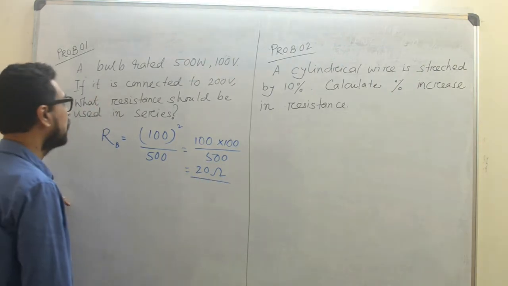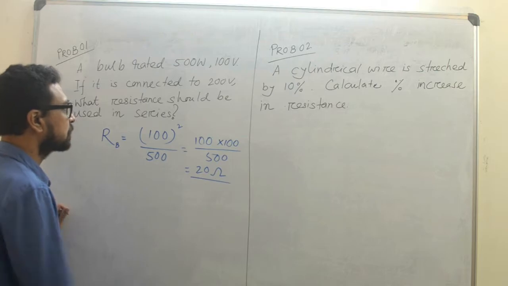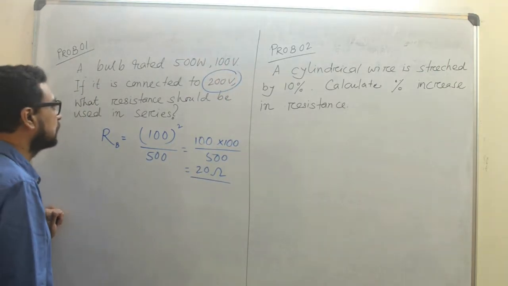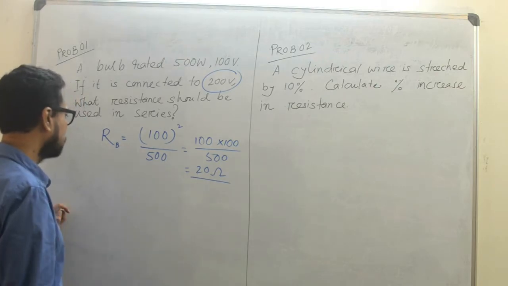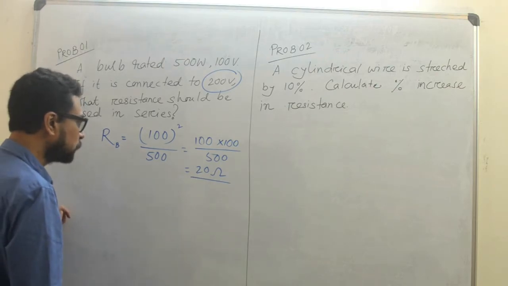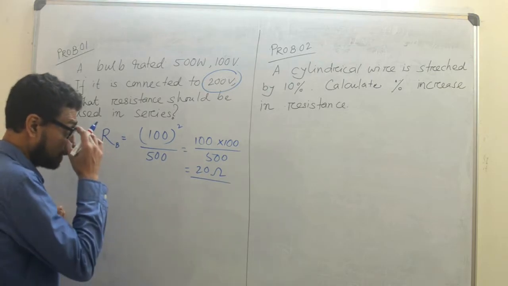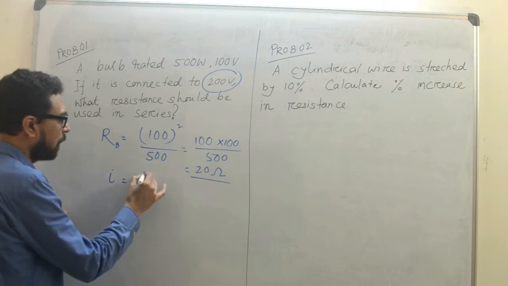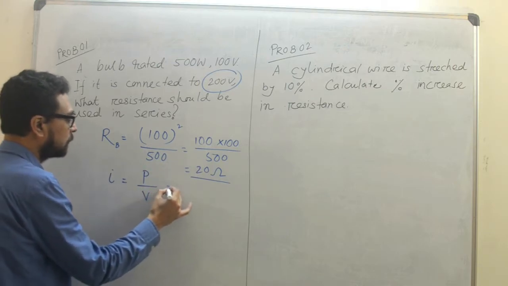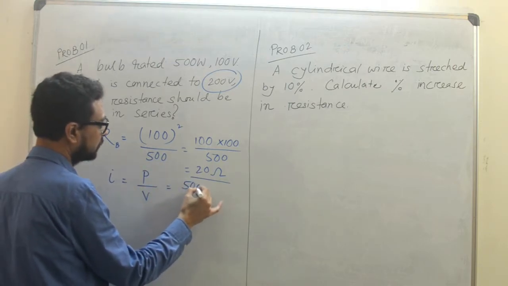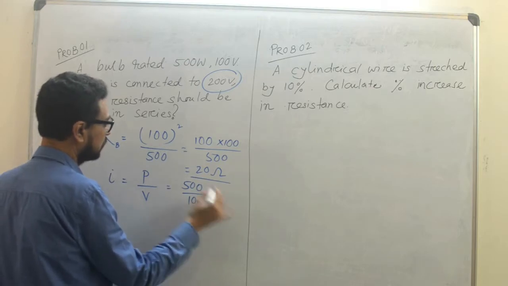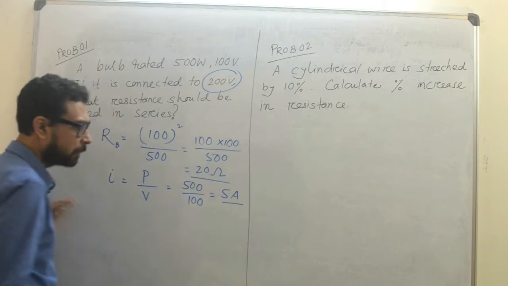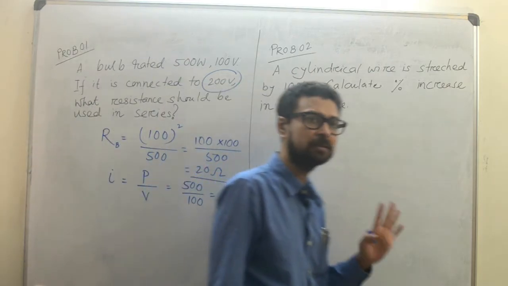Okay, so now the operating potential is 200 volt, and we have to add some resistance in series. Fine enough. In this aspect, we can find out the current also. Current is power by potential, and it is 500 by 100. This is for the bulb I am talking about, is 5 ampere. So the bulb can consume up to a current of 5 ampere.